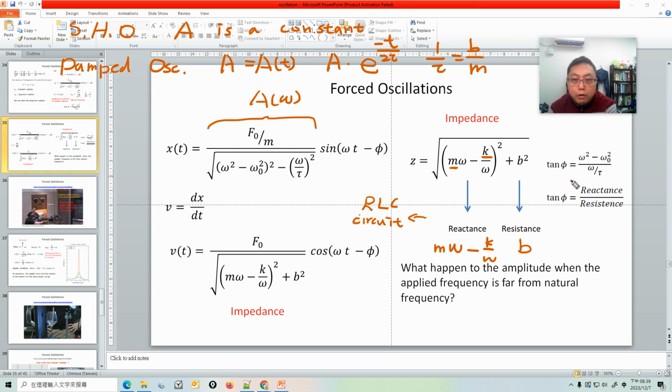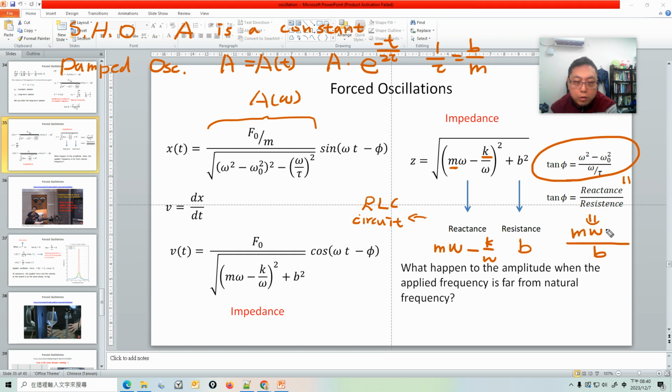And previously we showed the phase constant or lag for the forced oscillation system. Actually, you can do the math by yourself. This tangent alpha is equal to the resistance, and this resistance is the denominator, and the numerator is reactance.